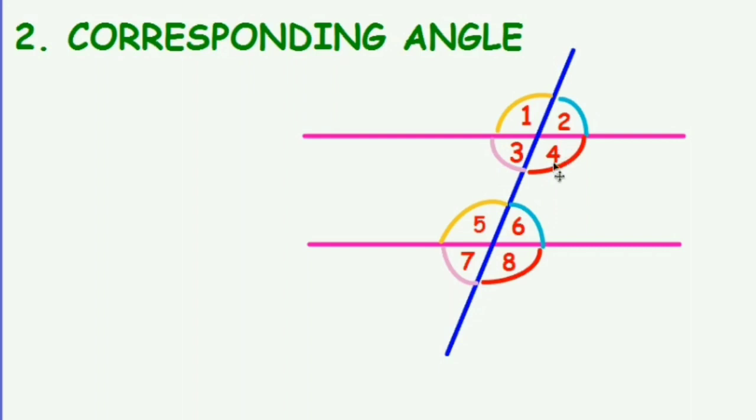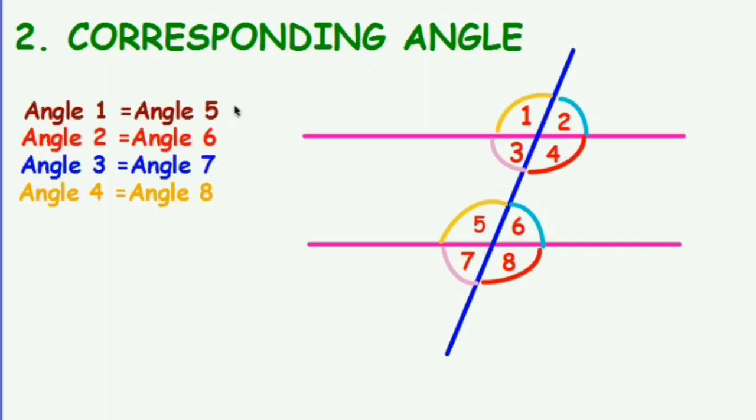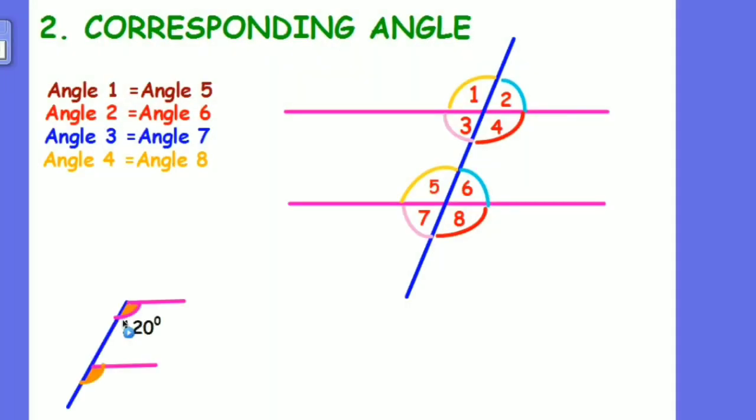Then, angle 2 and angle 6 are also corresponding angles. Then, angle 4 and angle 8 are also corresponding angles. So, corresponding angles are equal. We can check which angles are corresponding angles. These are the corresponding angles. Look at this example. You can see two parallel lines making angles. The first angle is 120. What is the next angle? The next angle is also 120 degrees.